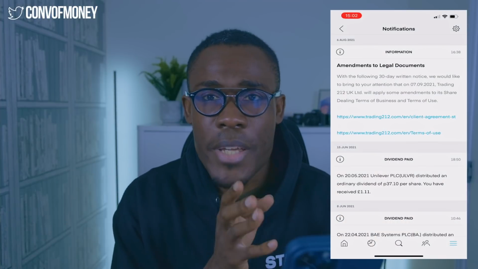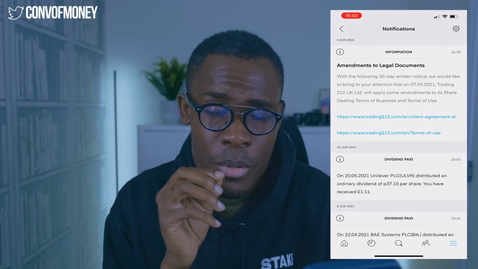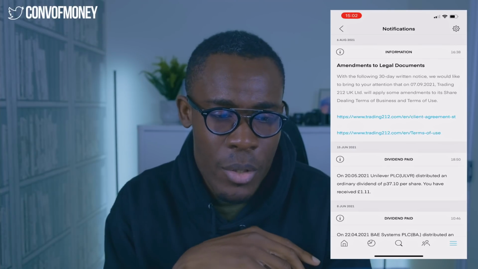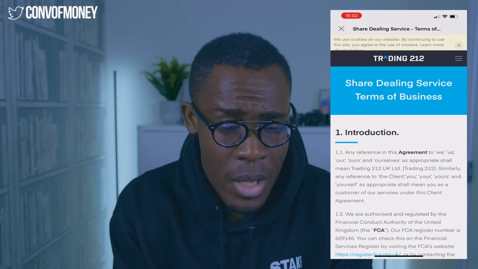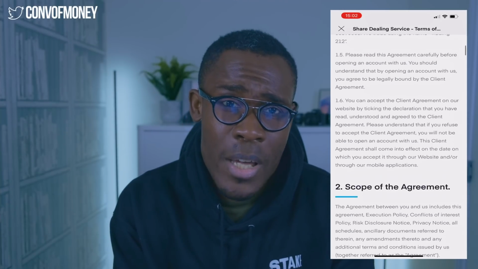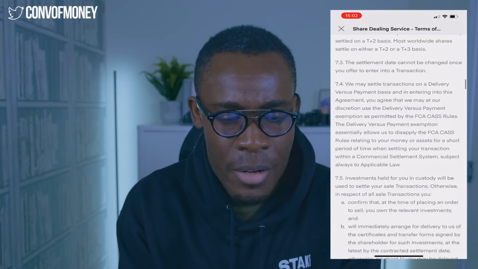So this is the notification that you would have got on August the 6th when you open up your Trading 212 account. Now, if you click on that link, it will take you to the terms of business. We just get rid of that top bit. And the clauses that we want to start having a look at is actually in section 12 under client money. So let's just get down there very quickly.